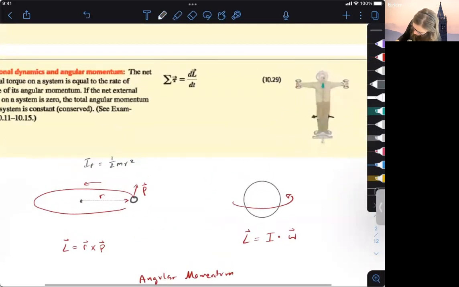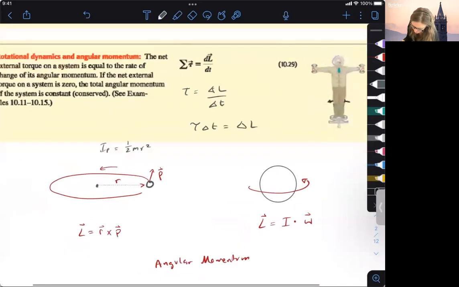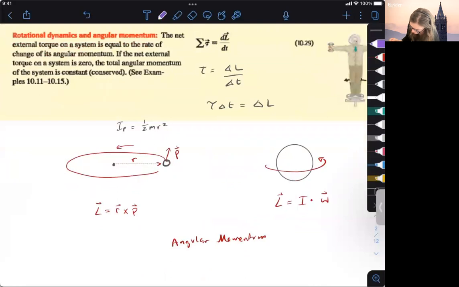So I can rewrite this little piece up here. I know that torque is equal to delta L over delta t. So I can say torque times my change in time is going to be equal to my change in angular momentum here. Okay. So say, for example, I have some random torque.